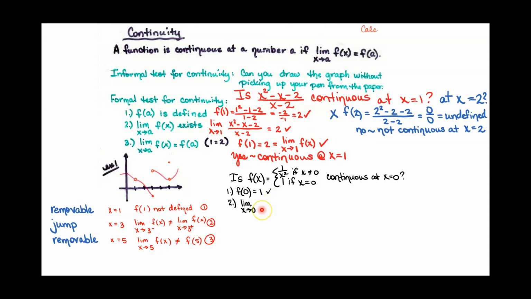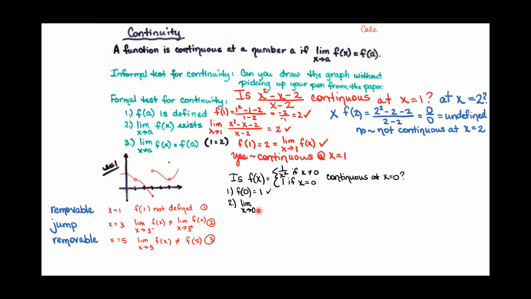All right, the next thing I want to look at is the limit. And so if I'm trying to take the limit as x approaches 0, am I going to use the top piece or am I going to use the bottom piece? Well, if you think about it, when you're taking the limit, you're looking for what is the y value doing as you are approaching the x value from the left and from the right.